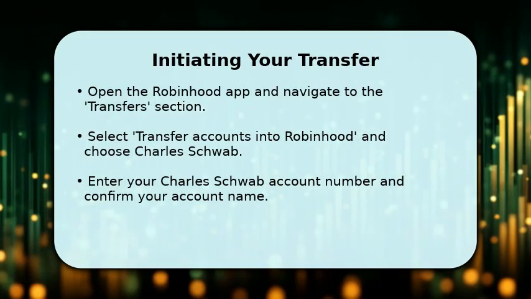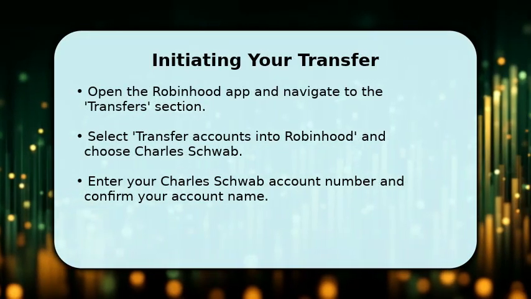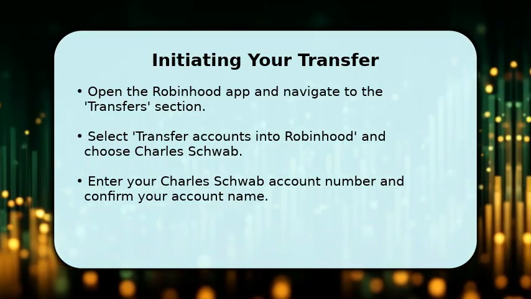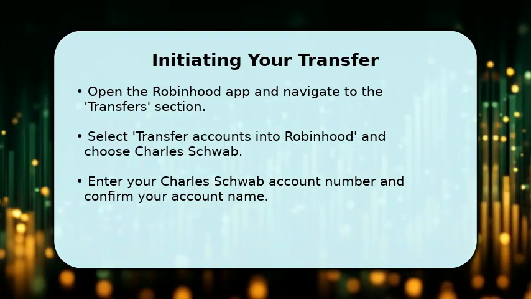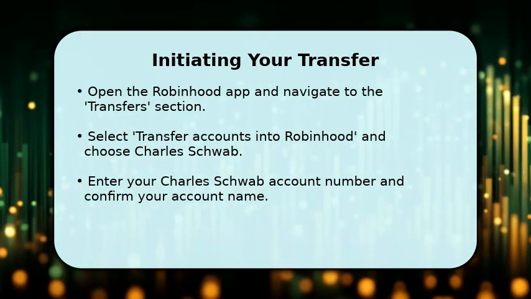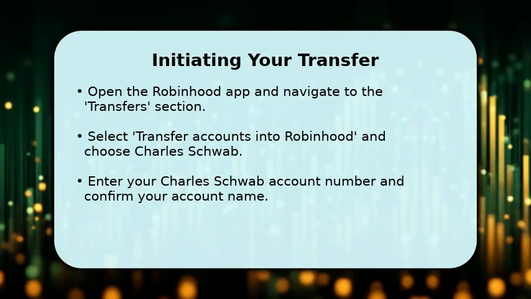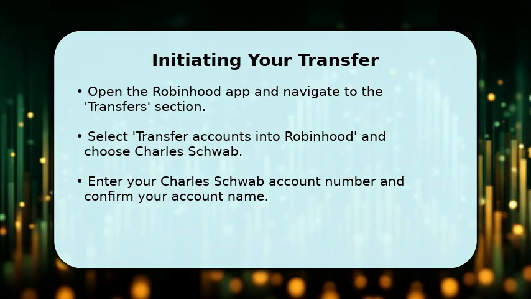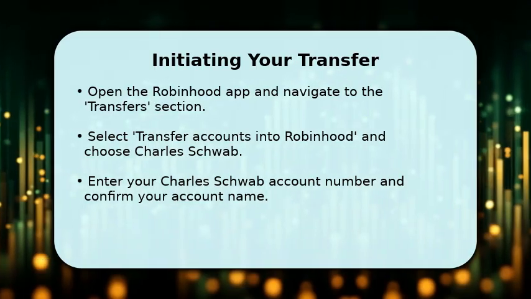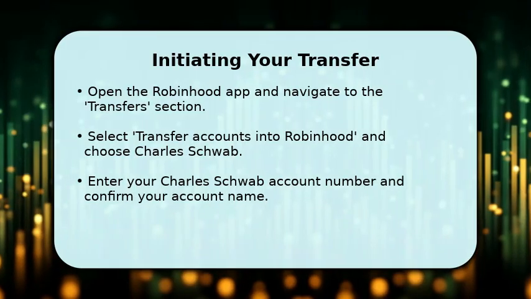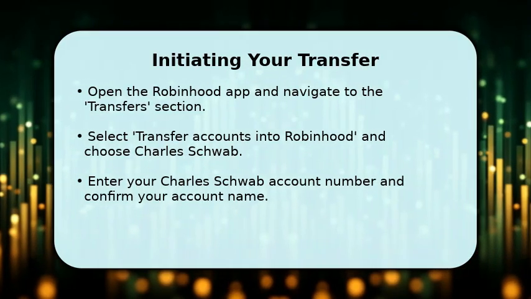To begin, open your Robinhood app and tap the person icon, then select Transfers. From there, choose Transfer Accounts into Robinhood and find Charles Schwab in the list. You will need to accurately enter your Charles Schwab account number and confirm your account name. Next, decide if you want to transfer all your assets with a full transfer or just specific ones with a partial transfer. Review your selections carefully before submitting.